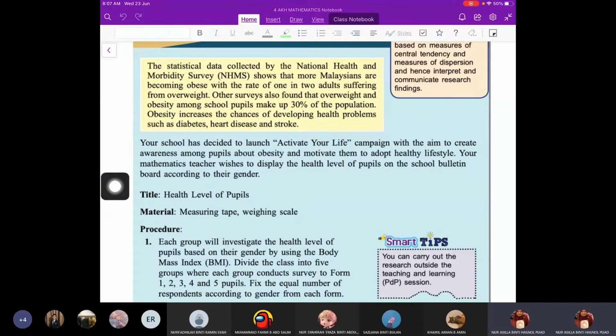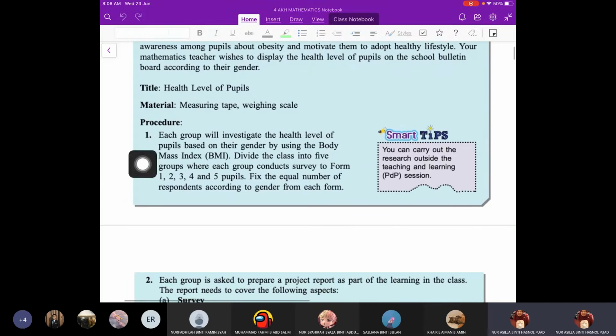Okay. So the title dia bagi kat sini, health level of pupils, mesti ada materials, what you gonna use. You kena ada measuring tape and weighing scale. Lebih kurang macam science punya lab report, lebih kurang lah. But lab report di kita ada banyak benda lagi lah. Okay, kemudian dalam report kamu perlu ada procedure.